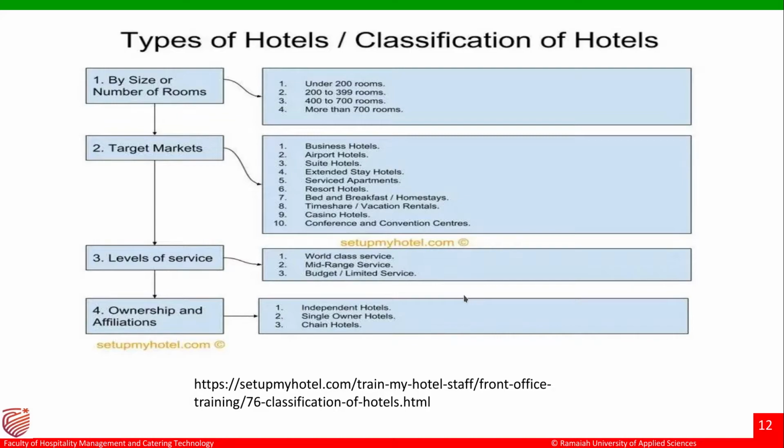Next category or next classification is based on levels of service. So here it's been shown there are 3 types: world class service, mid range service, and then budget limited service. Again, when we say categorization based on level of service, there are categorizations of luxury scale, mid scale, upper luxury scale. So this is the number of services, the utilities provided by the hotel.